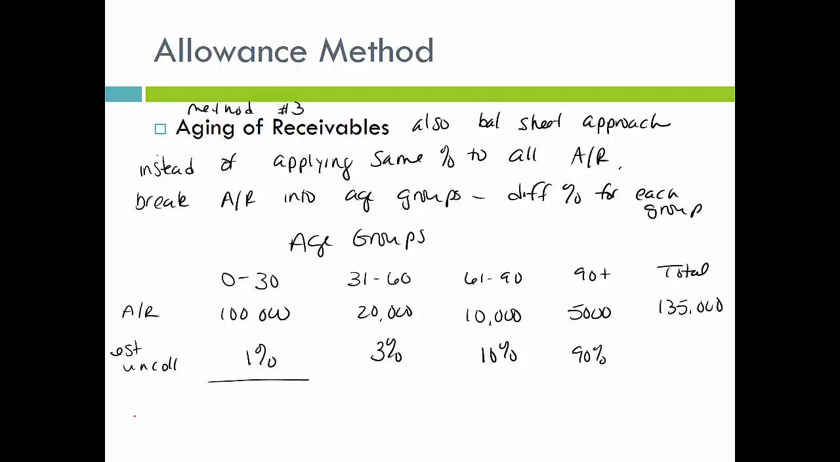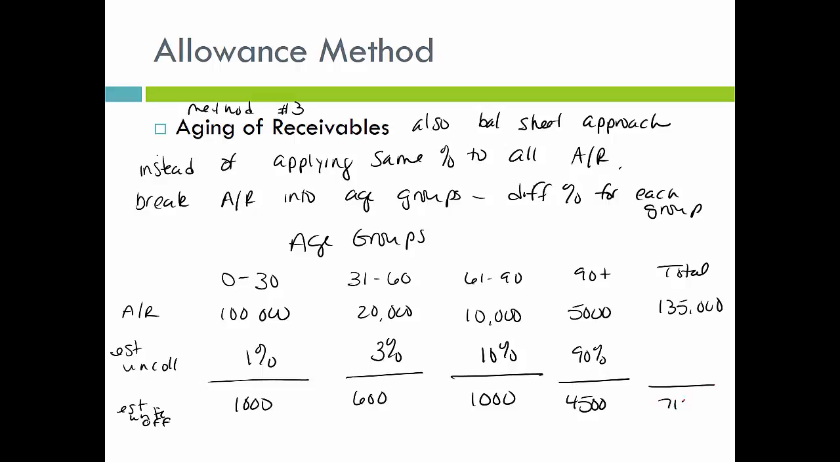So this gives me the estimated write-off, we'll say. So $1,000 of this I will probably end up never seeing. 600 of this I will probably end up having to write off. 1,000 of this I will probably end up having to write off. And of that 5,000 that's in this group, I will likely end up having to write off 4,500 of it. So the total is 7,100. Once I do that chart, this is my target balance. So that is step one from the last method.